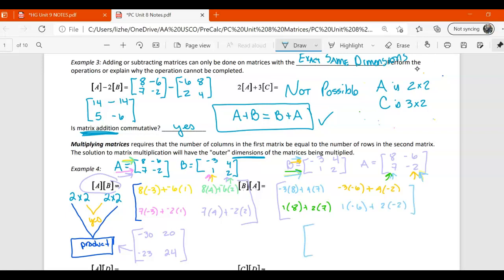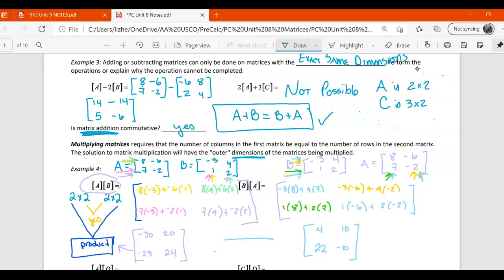So then what do I get? Negative 24 plus 28 gives me a 4. 18 minus 8 gives me a 10. 8 plus 14 gives me a 22. And negative 6 minus 4 gives me a negative 10.